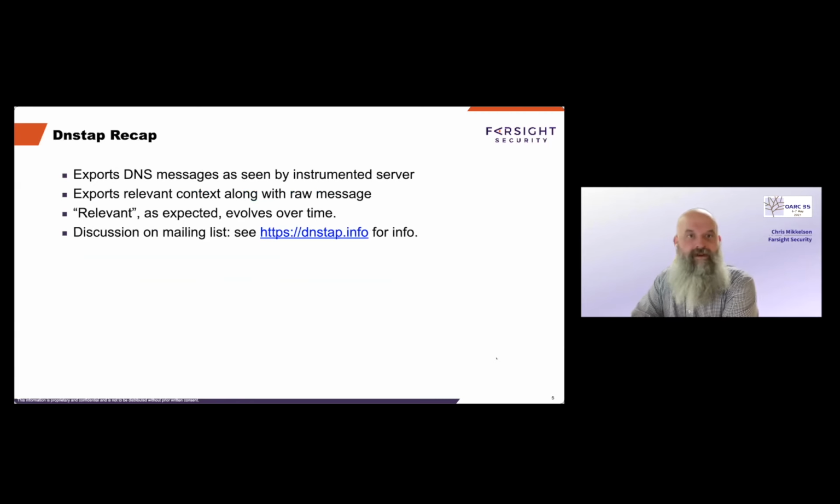The primary focus of DNSTap is exporting the DNS message as it is seen by the submitting server. It can export other things, but we haven't defined those yet. Along with the message, it exports relevant context, such as the IP address that it came from and similar. And of course, the definition of relevant evolves over time. So we've maintained this specification primarily via discussion on a mailing list, information about which is available at dnstap.info.